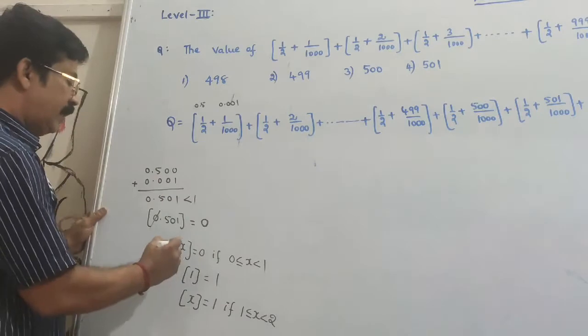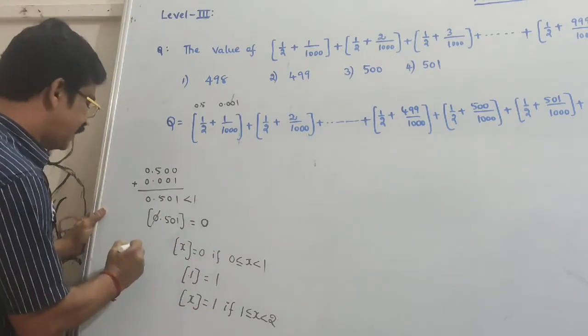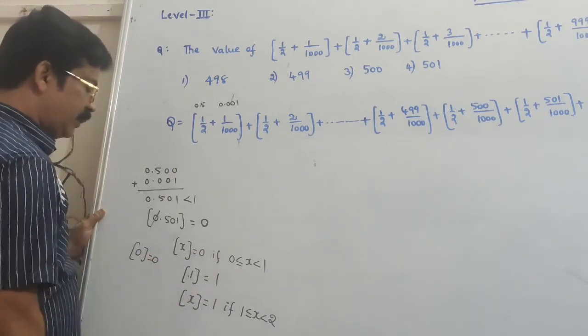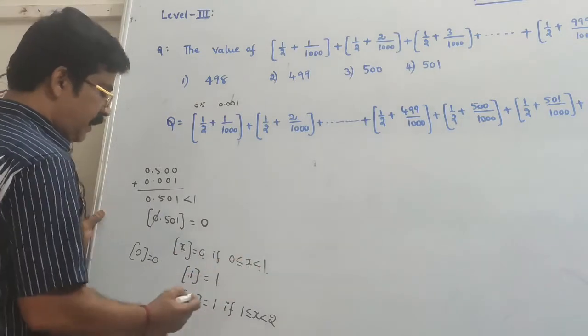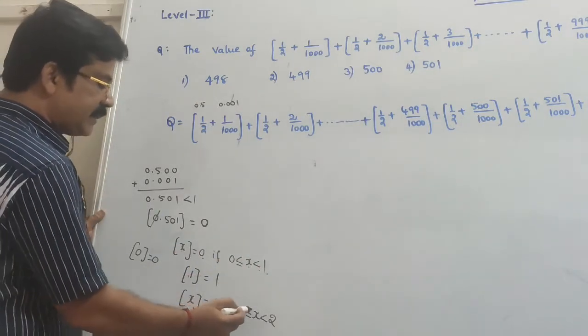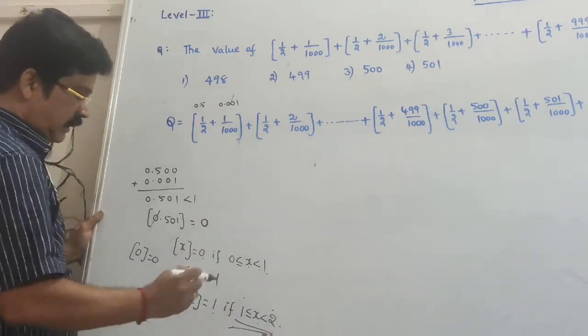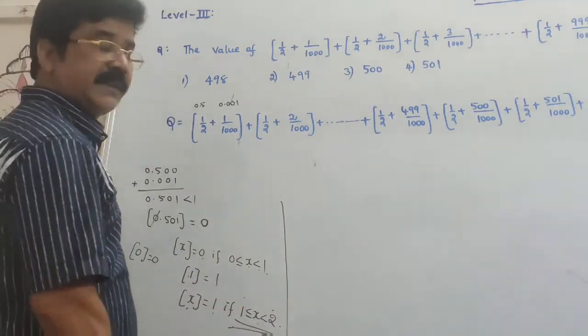Once again, box of x equals 0 if x is 0, box of 0 is equal to 0. Box of 1 equals 1. Box of x is 0 if x is less than 1. Box of x is 1 if x lies between 1 and 2. So please make a note of these basic points.